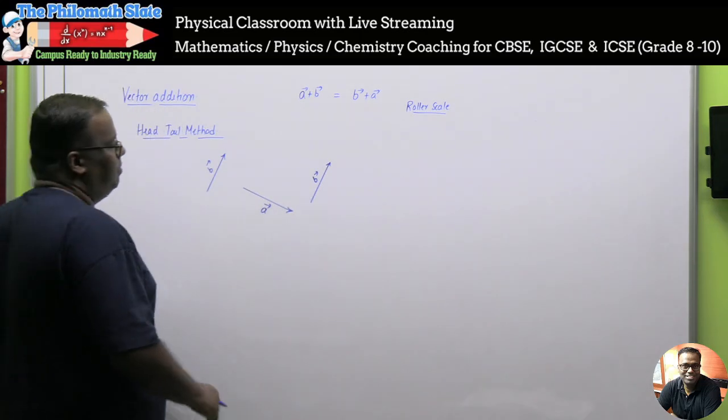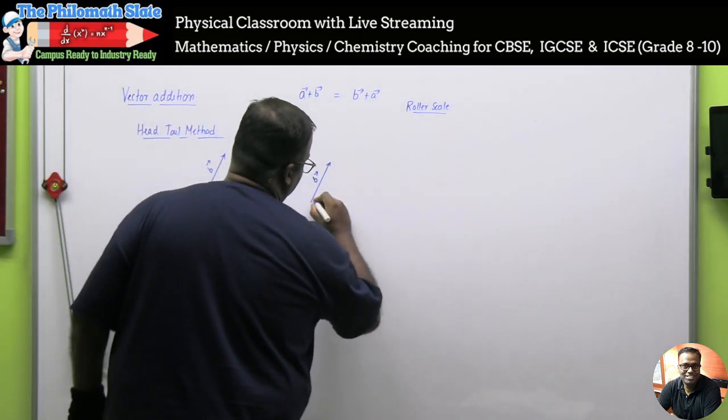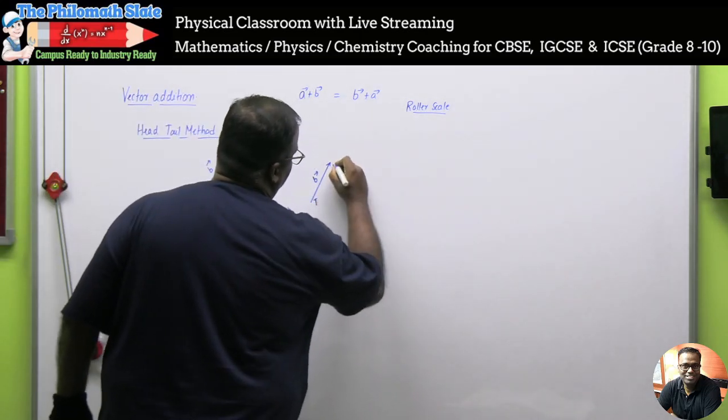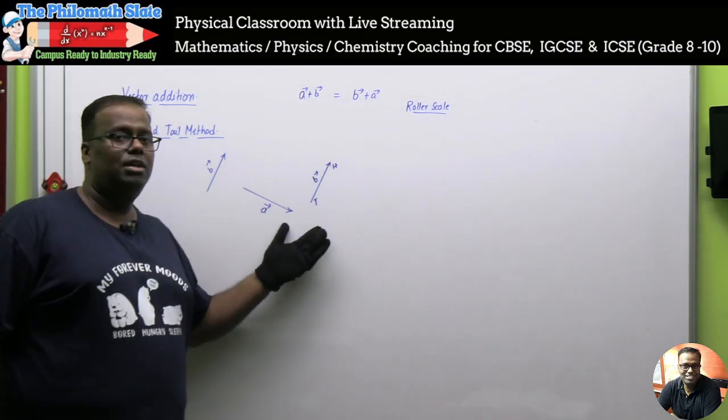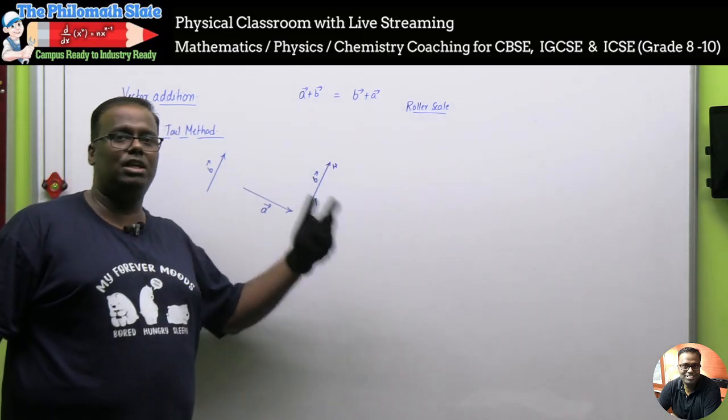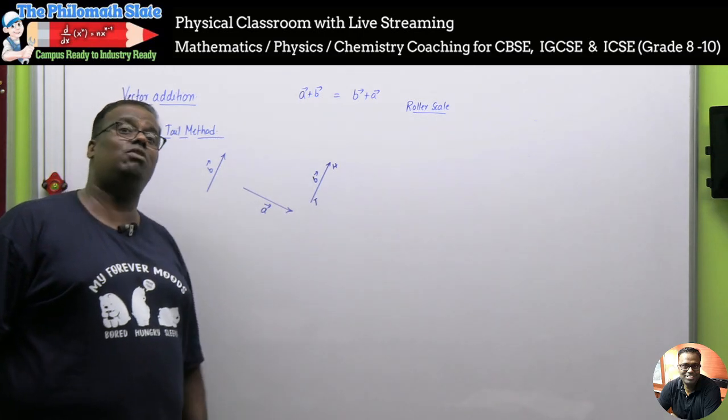तो ये हमने B ले आया. तो B क्या है? This is the tail of B and this is the head of B. Rule is very simple. Rule says join the head of the other vector with the tail of the preceding vector.